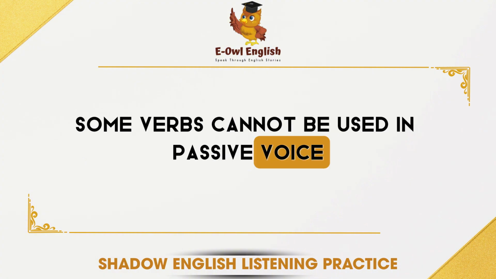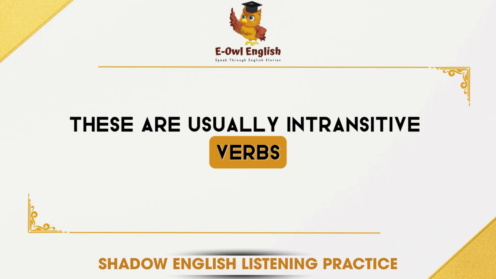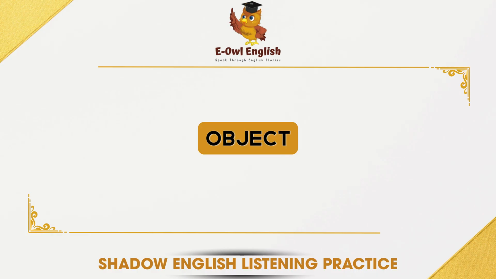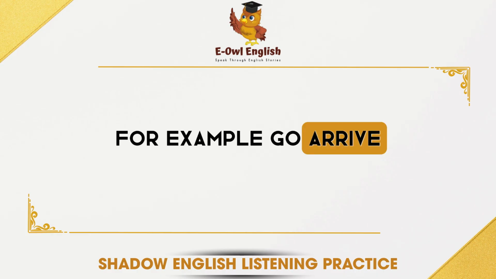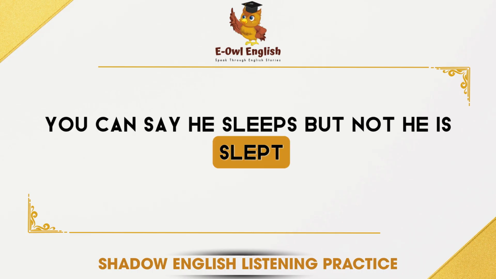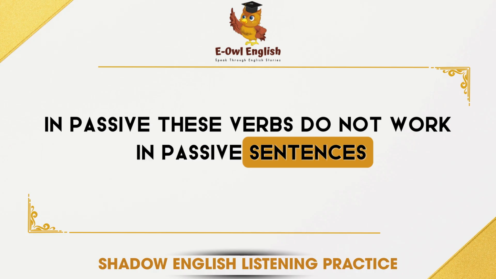Some verbs cannot be used in passive voice. These are usually intransitive verbs, verbs that do not take an object. For example, go, arrive, sleep, or exist. You can say "he sleeps" but not "he is slept." Since there's no object to become the subject in passive, these verbs do not work in passive sentences.